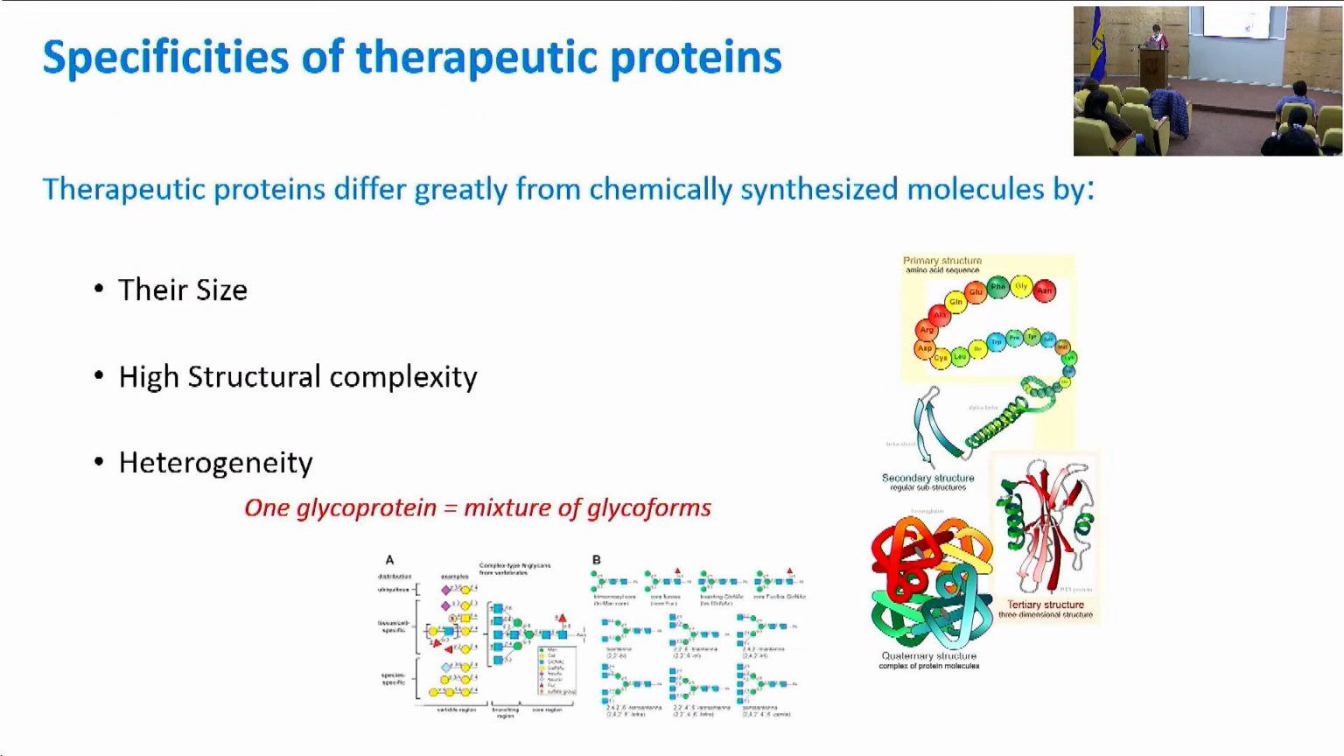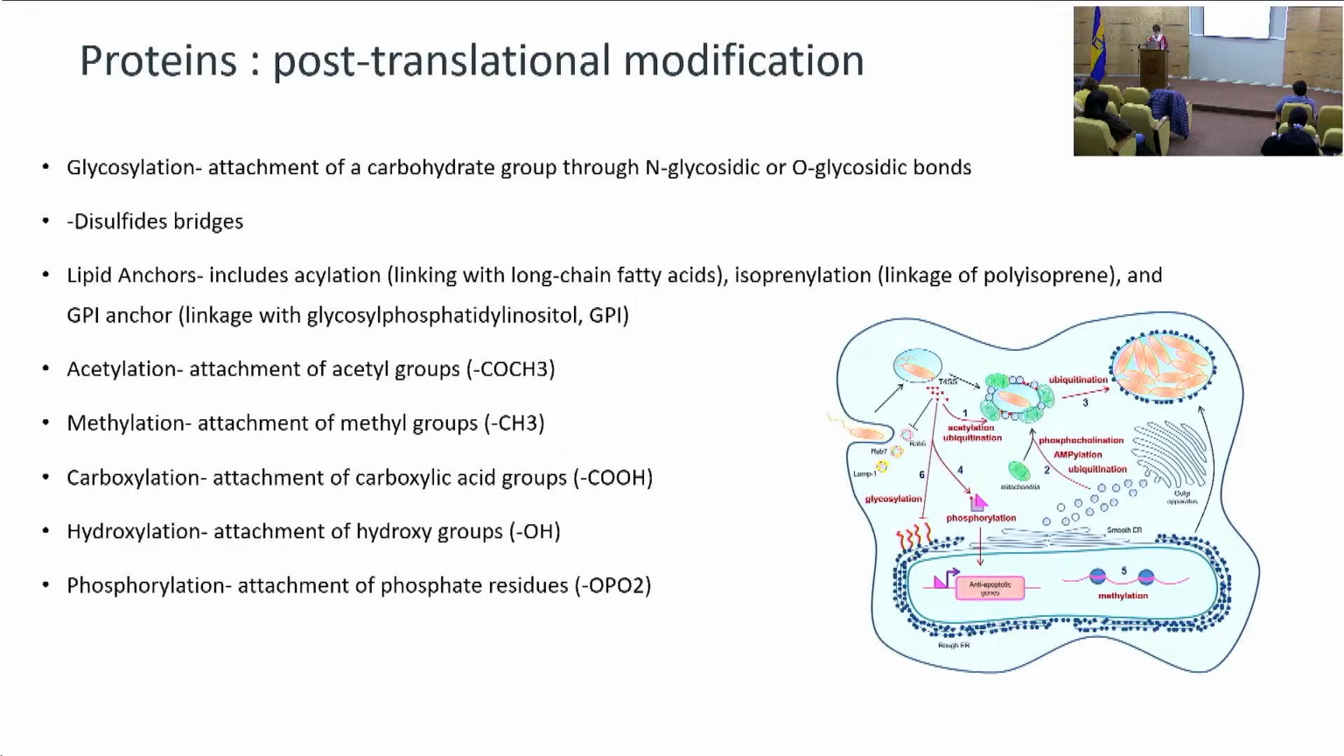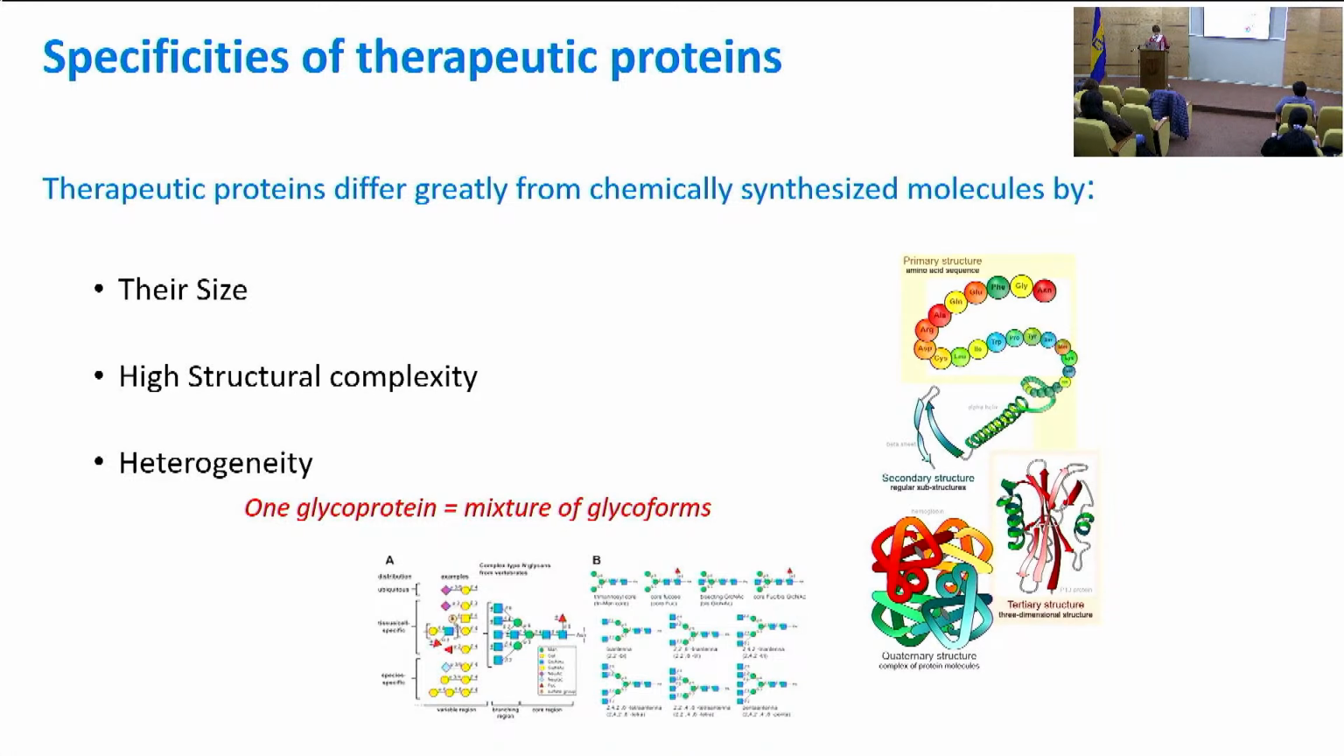I think I can skip that because you know all the protein transformation. So why is that? Now you have understood. Especially when you talk about therapeutic proteins, they are complex by their size, their high structural complexity, and also their heterogeneity. When I talk about variants, for instance, you have one glycoprotein, but it is related to a mixture of glycoforms, which could generate different molecules in the same drug product.